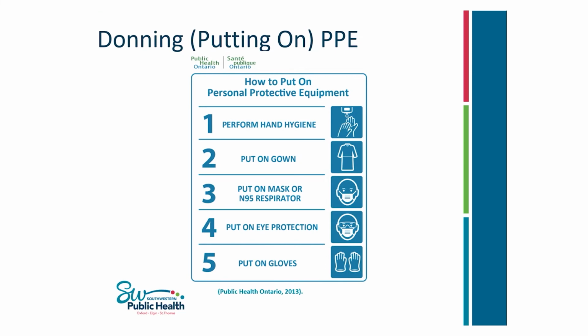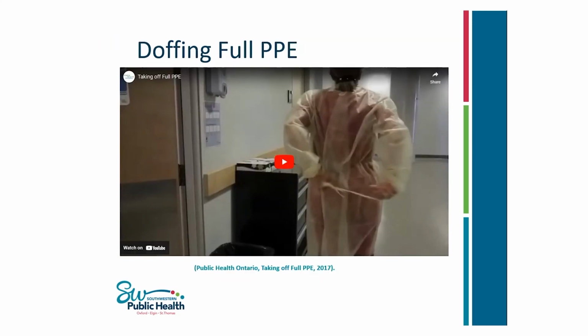And here's just a visual to review the steps of putting on, or donning, PPE. This is a sign that should be visible with PPE at the point of use. And this is something that is looked for during IPAC walkthroughs, as per the Public Health Ontario checklist. And the opposite of donning is doffing, or taking off PPE.